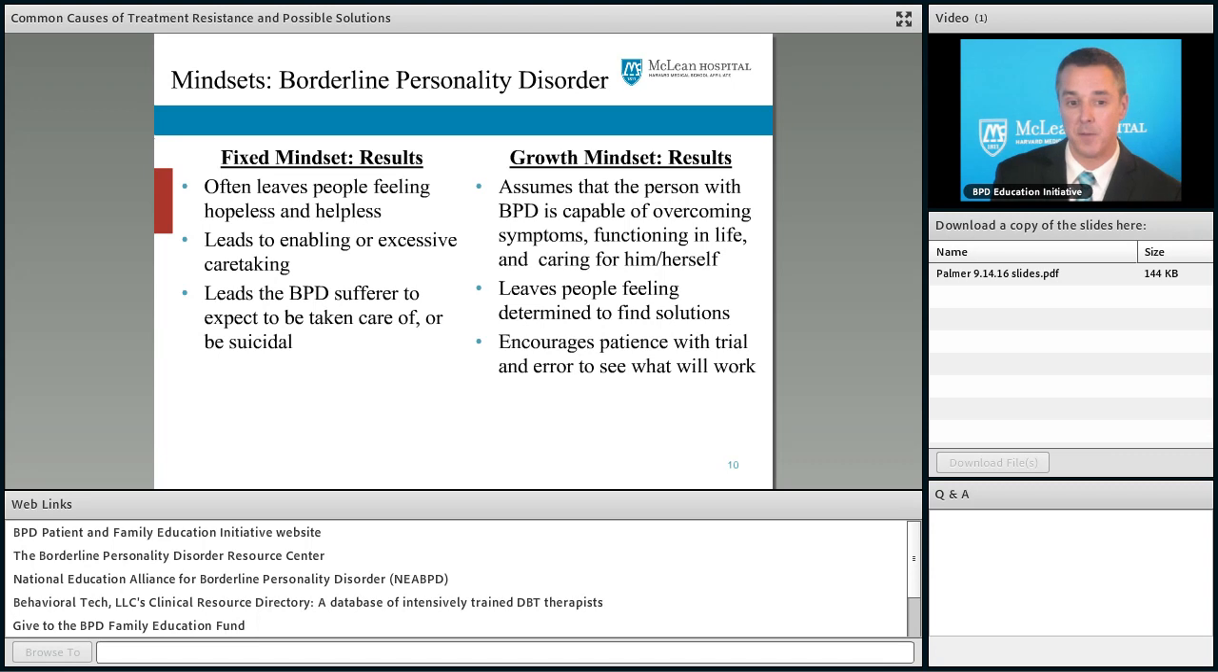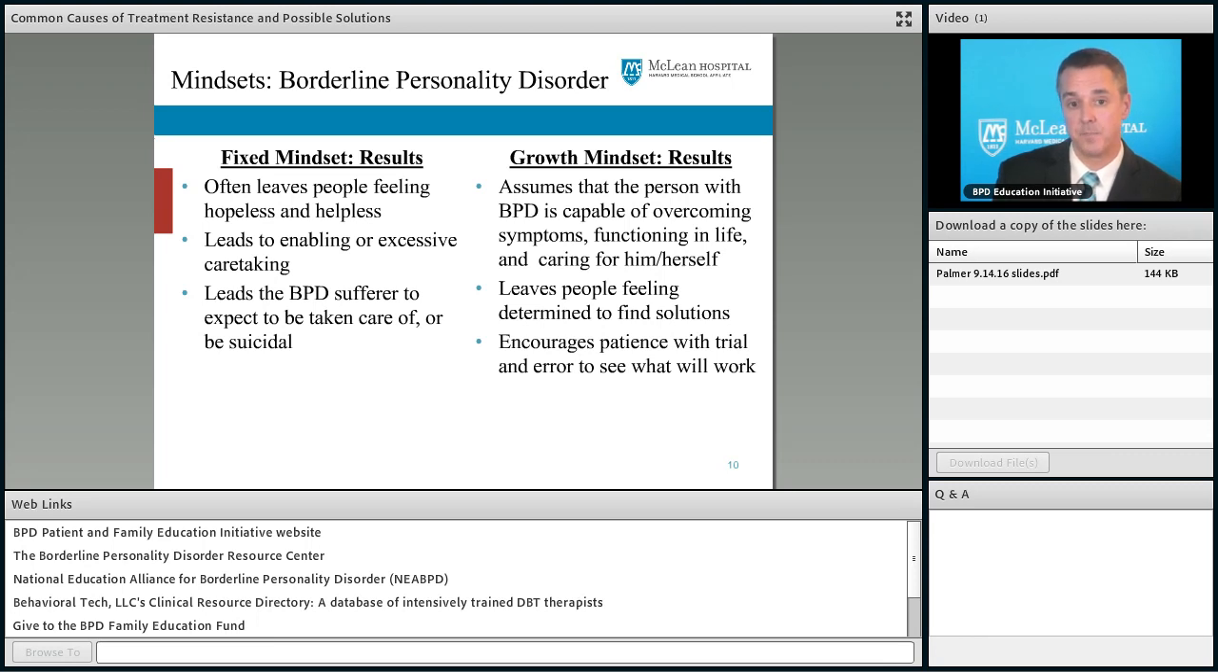A fixed mindset leaves people feeling hopeless and helpless. It can lead to enabling or excessive caretaking. So if parents have this fixed mindset toward a child, they're more likely to take the role of caretaker and or enabler. And it can lead the BPD sufferer to expect to be taken care of, and if they don't feel taken care of, to be suicidal.